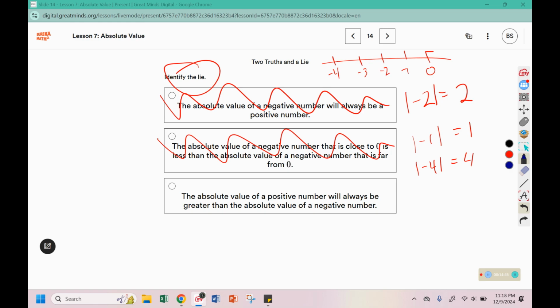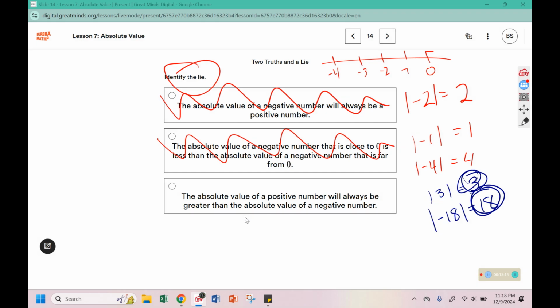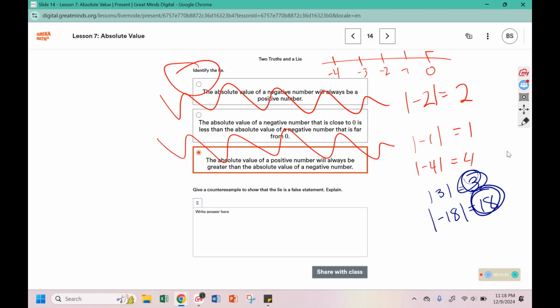The absolute value of a positive number will always be greater than the absolute value of a negative number. Well, here's a positive number with an absolute value of 3. Here's a negative number with an absolute value of 18. The absolute value of the positive number, 3, is smaller than the absolute value of the negative number, 18. So this one is the lie.